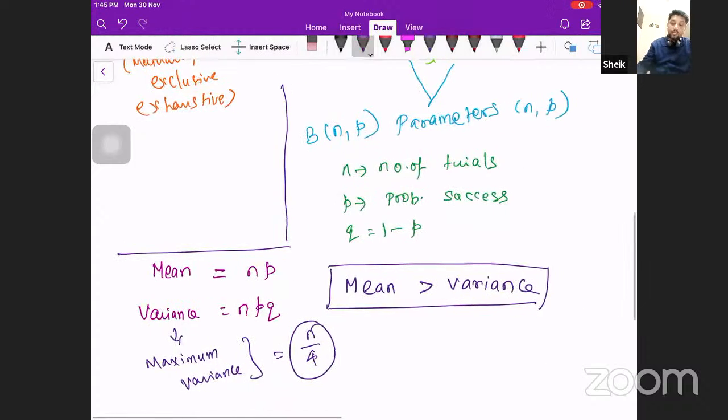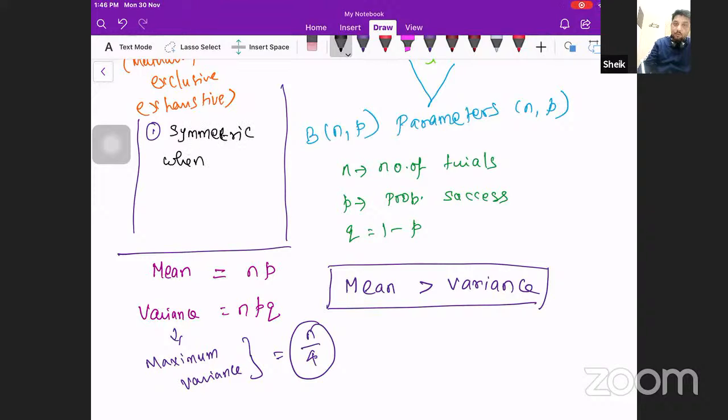Now look at this. I'm going to write one important MCQ point. The binomial distribution is symmetric when P is equal to Q is equal to 0.5. When P is equal to Q is equal to 0.5, the distribution is symmetric.